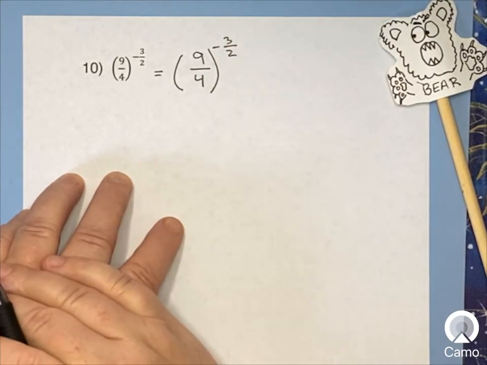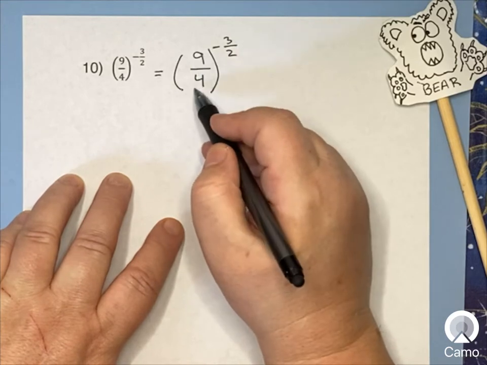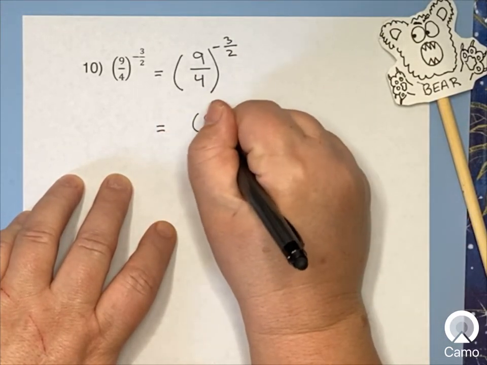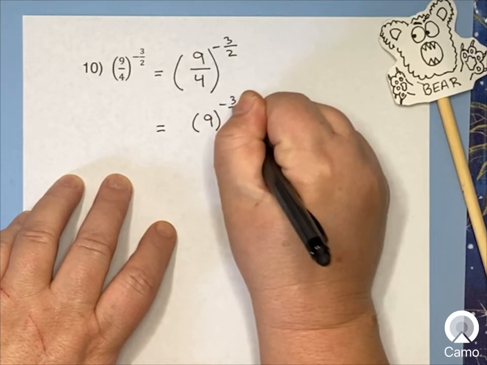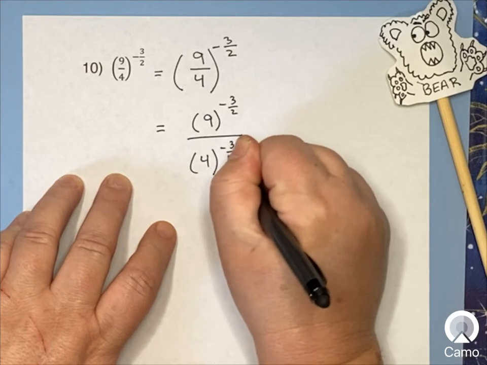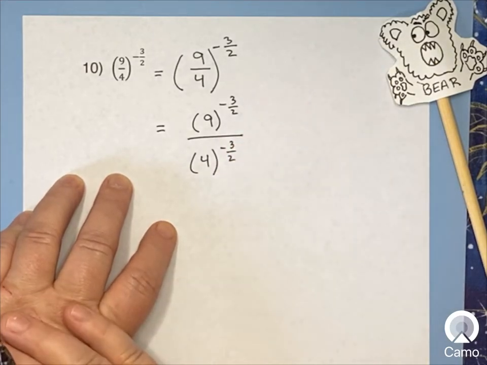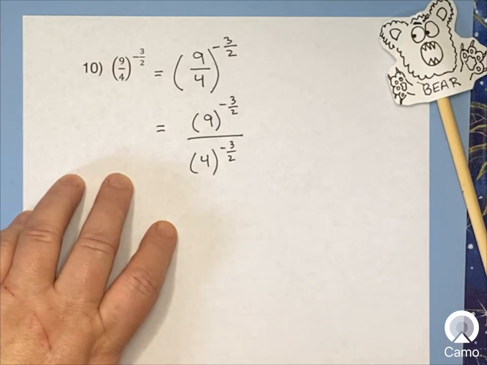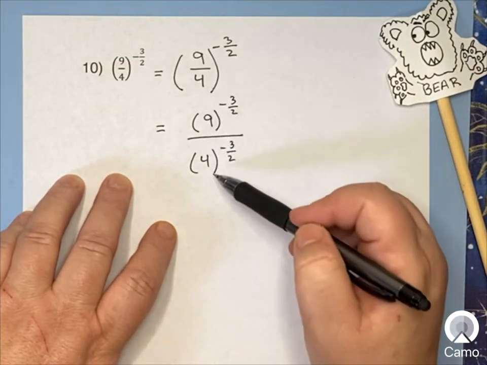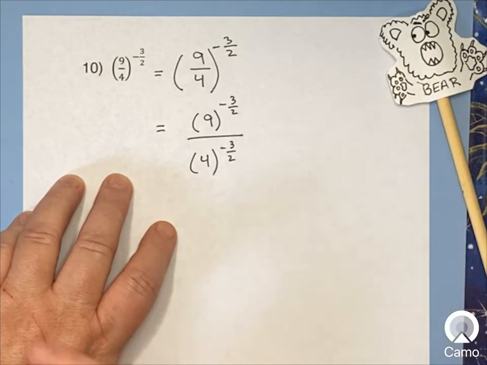And then I'm going to say, okay, whenever I've got a fraction with an exponent, I can give the exponent to the top, the numerator, and the bottom. And I don't need to include these parentheses, but sometimes people find them helpful. It helps your eyes sort out what's going on. So I've got 9 on top, 4 on the bottom. Each of them gets their own exponent.